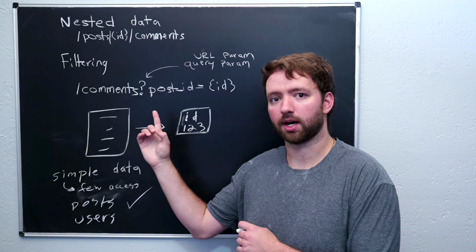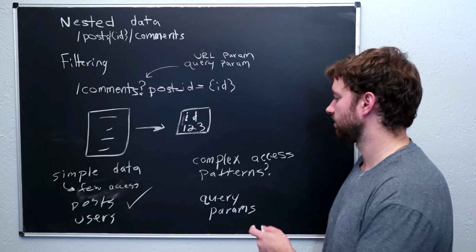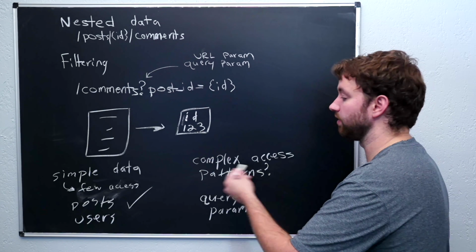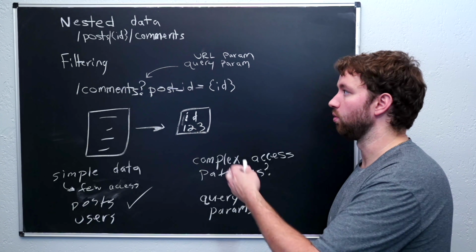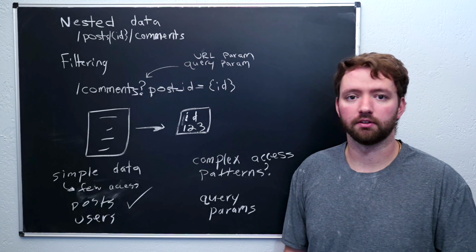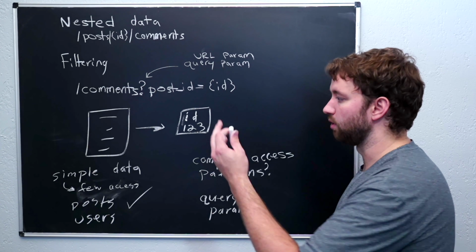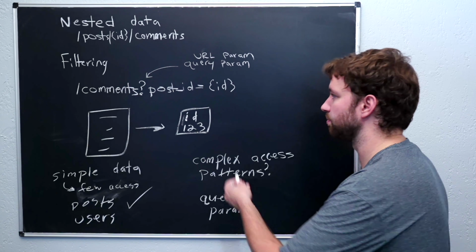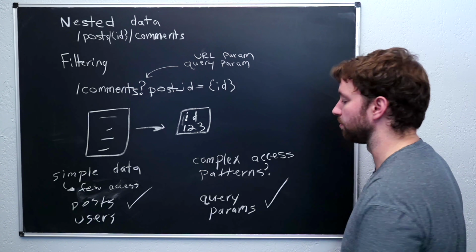Instead, you could just group everything together into a single endpoint and allow the user to filter what they're accessing by. So if you have complex access patterns, organizing those comments by a variety of different parents, doing this across multiple different nestings can be very complicated and ugly, so you might just put it all in one and use query parameters.